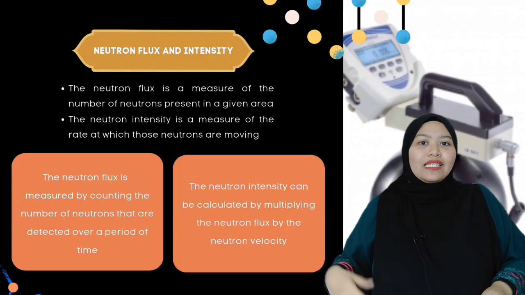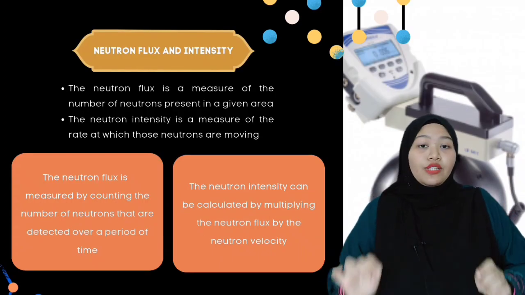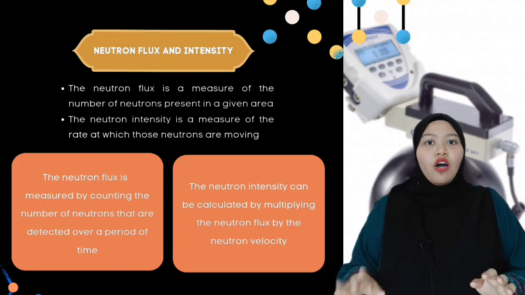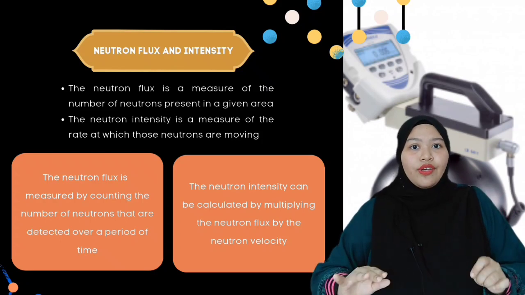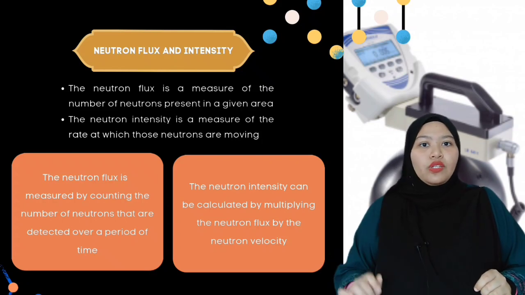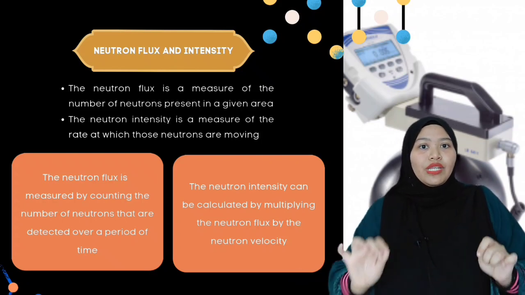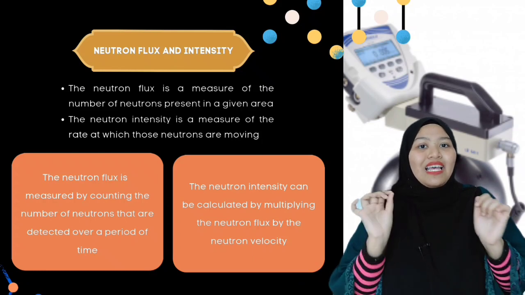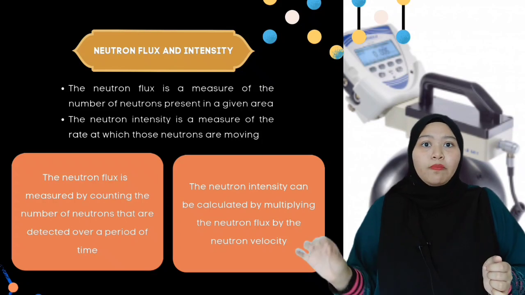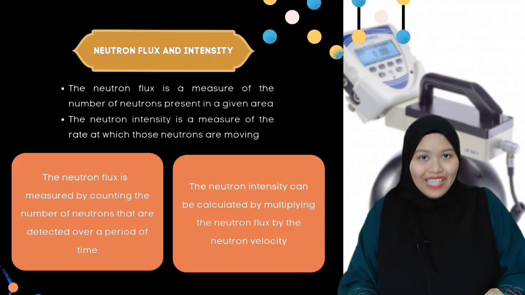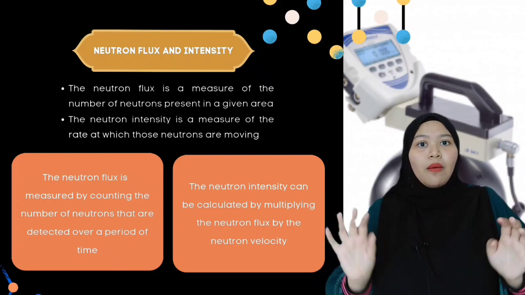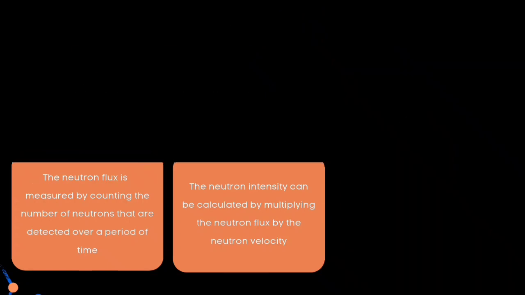Neutron flux and intensity are two important concepts in neutron detection. The neutron flux is a measure of the number of neutrons present in a given area, while the neutron intensity is a measure of the rate at which those neutrons are moving. In neutron detectors, the neutron flux is typically measured by counting the number of neutrons that are detected over a period of time. The neutron intensity can then be calculated by multiplying the neutron flux by the neutron velocity.